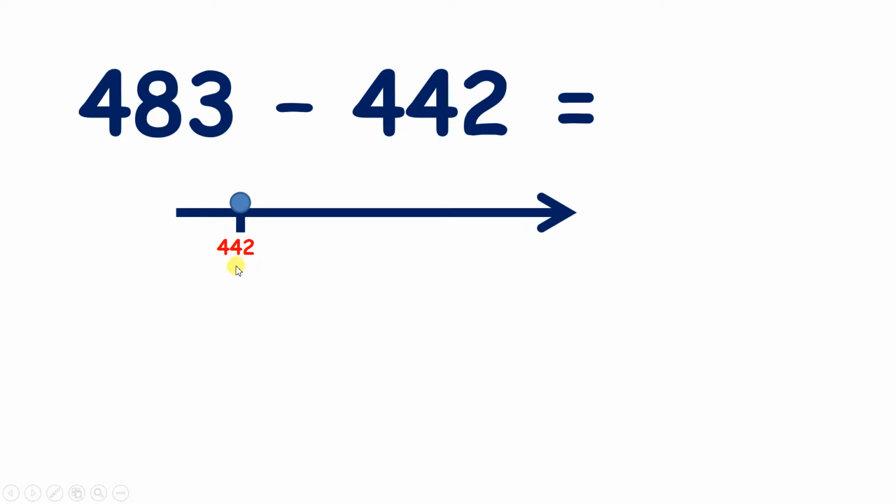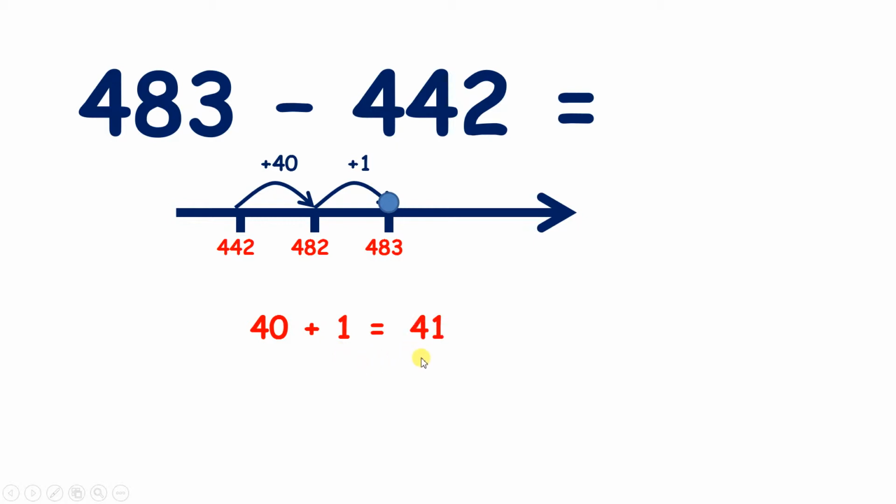We can add 4 tens or 40 to get to 482, and then we just need to add 1 unit and we've reached 483. So we added 40 and then 1, so we added 41 altogether, so that's our answer.